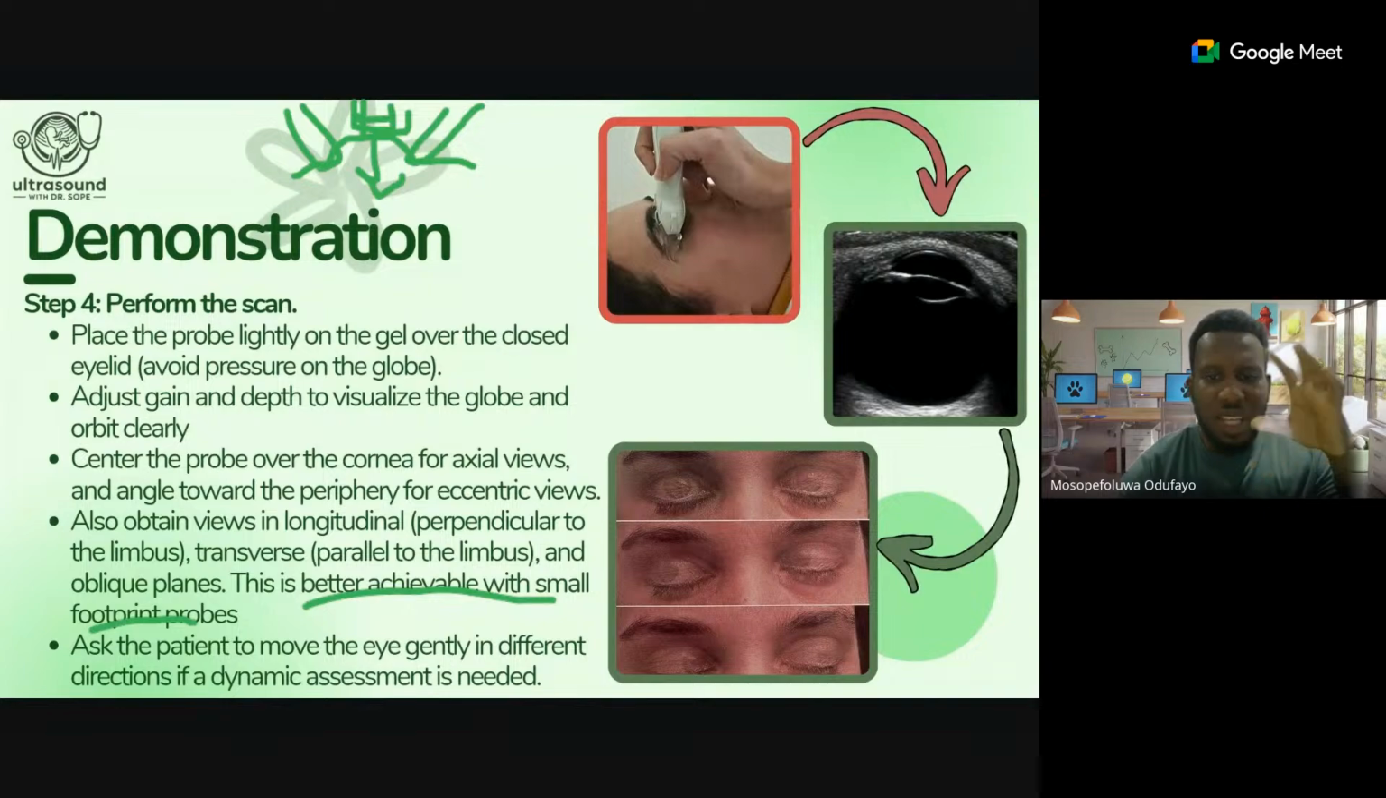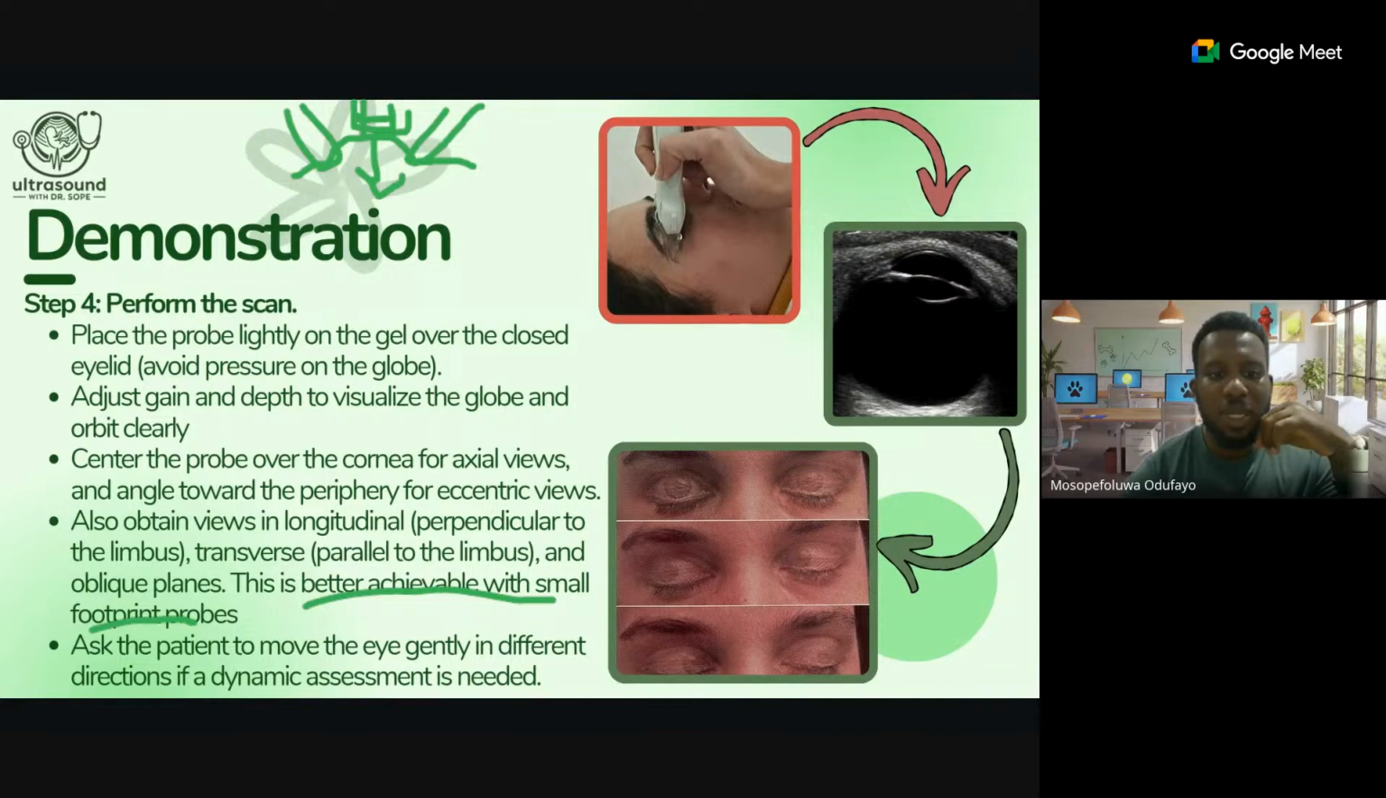So at best, from experience in the point of care setting, if your probe is just on transverse, you're able to at least capture much of what you are looking for. Just angulating it, just like I told you, in more eccentric views, will even give you much of the full details.